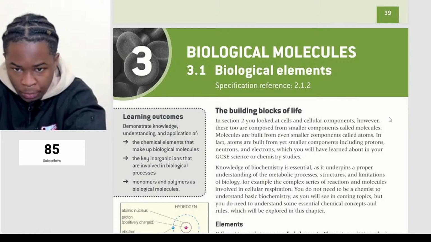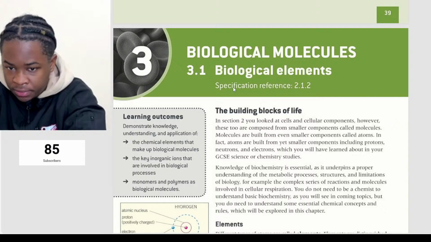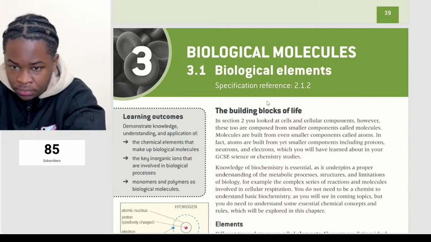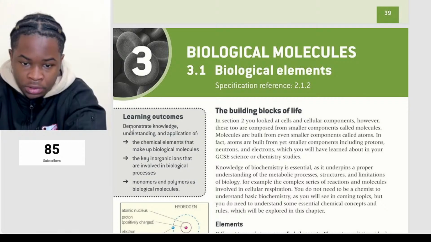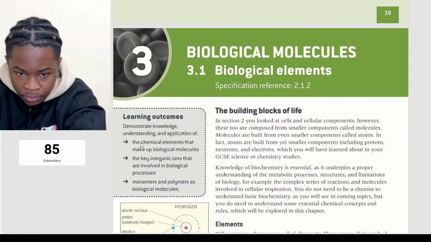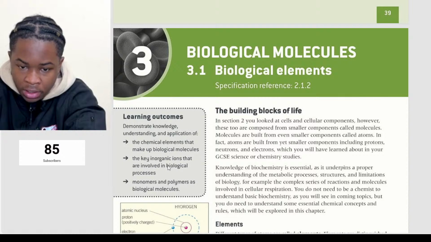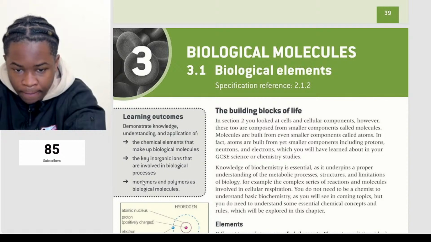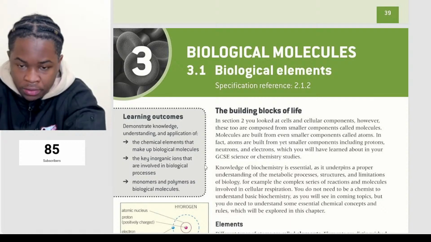Okay, biological molecules, biological elements, specification reference 2.1.2. Learning outcomes. Demonstrate knowledge, understanding, and application of: the chemical elements that make a biological molecule; the key inorganic ions that are involved in biological processes; monomers and polymers as biological molecules.